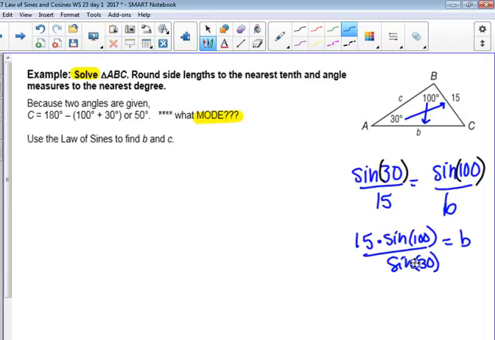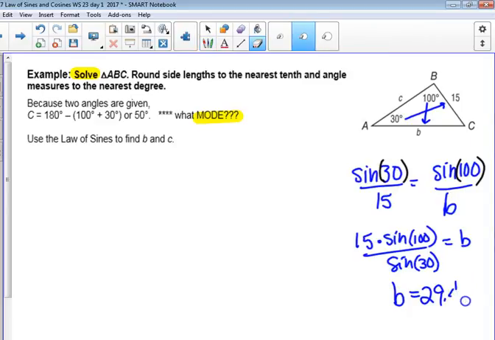Anybody getting an answer? I do everything to the nearest 10th at the end of the problem. Some of the directions say round angles to the nearest degree. I would prefer you just did the nearest 10th. I usually carry extra places until the end. But 15 sine of 100 divided by sine of 30, 29.5, anybody? Okay, and that's a, whoops, why did I write 4 then? That's a unit of length. So I'm going to write units, but it doesn't have a label.